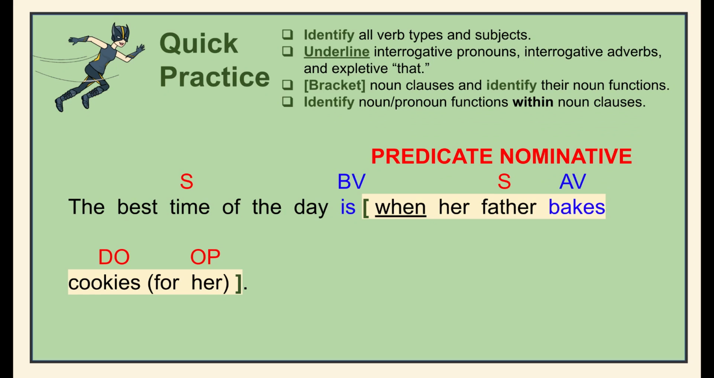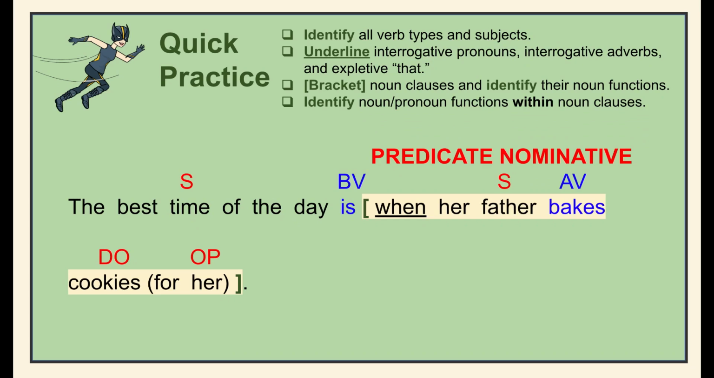The first verb in this sentence is the be verb is, and its subject is time. The second verb is the action verb bakes, and its subject is father. The interrogative adverb when introduces the clause and makes it dependent. The clause follows a be verb and renames the subject time, so we know that the dependent clause is a noun clause acting as a predicate nominative.